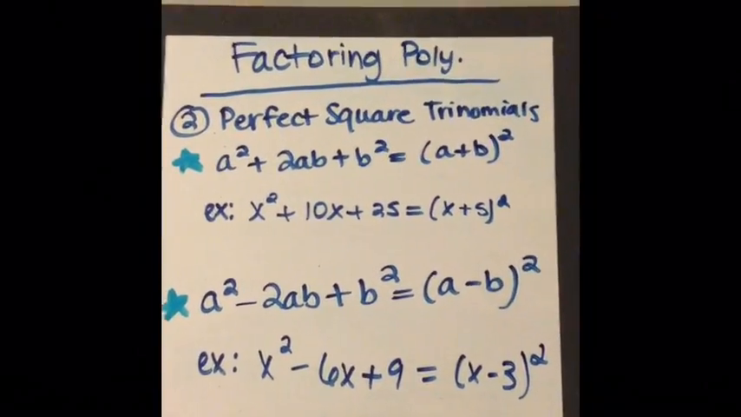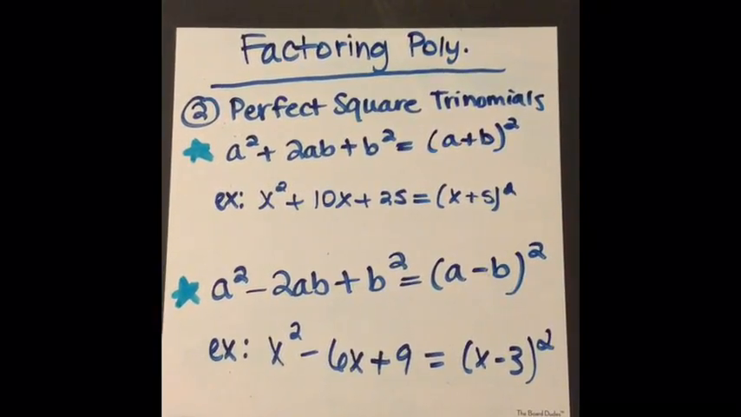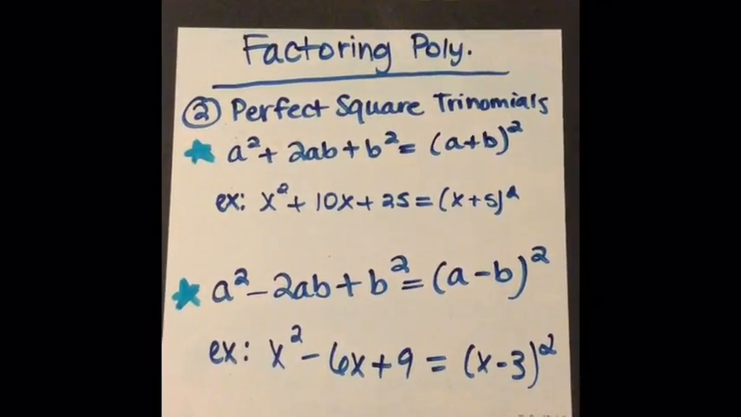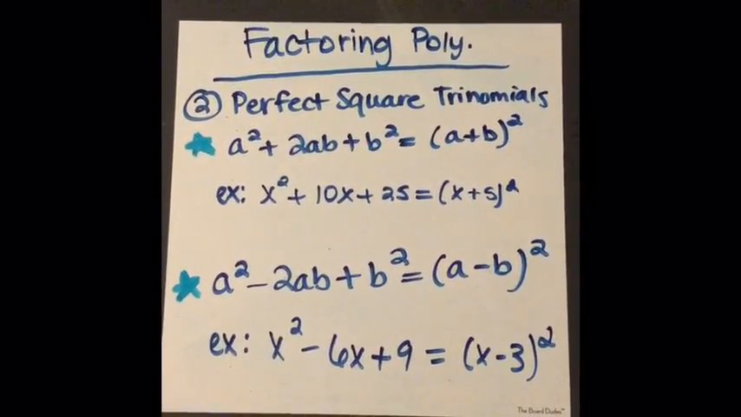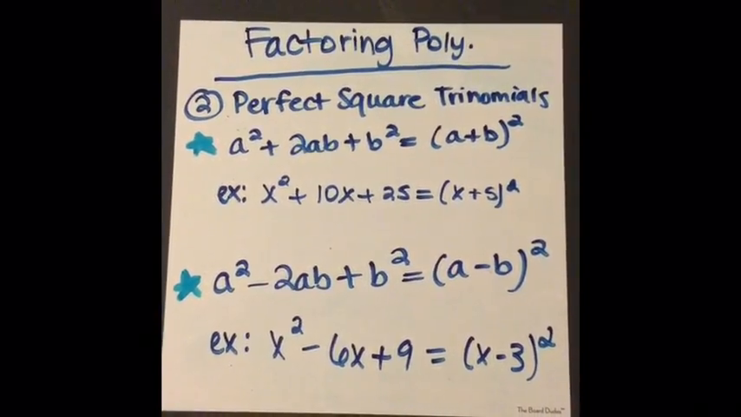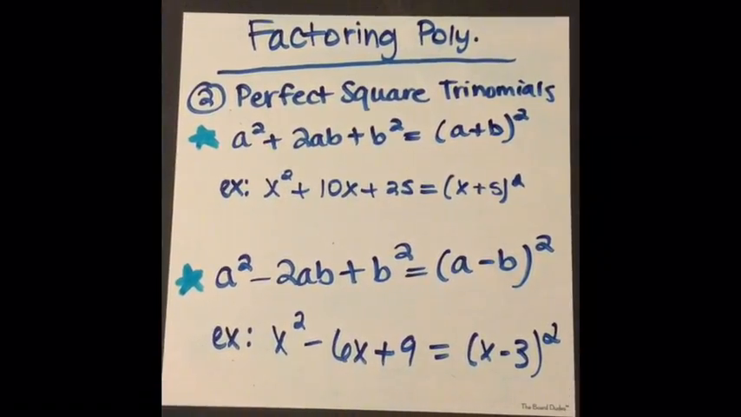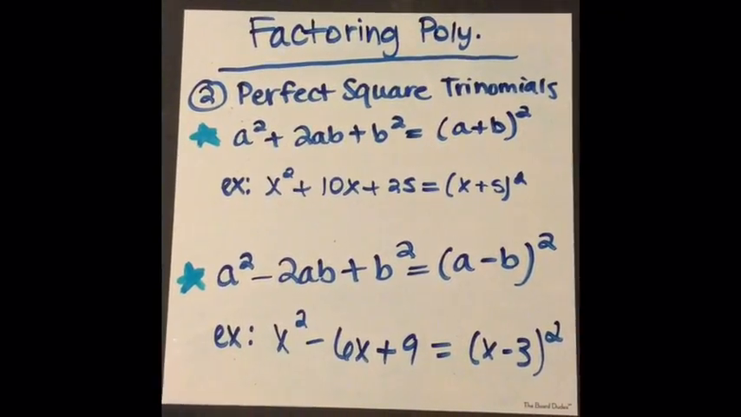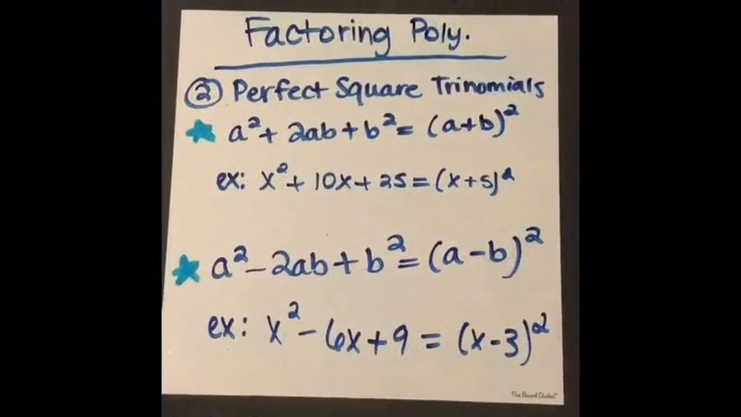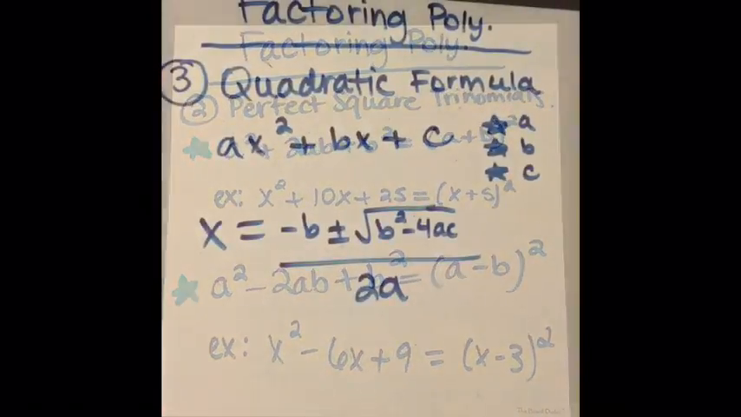Another way to factor polynomials is to use the perfect squared trinomials way. When you have a squared plus 2ab plus b squared, it equals a plus b squared. For example, x squared plus 10x plus 25 is equal to x plus 5 squared. You also have a squared minus 2ab plus b squared equals a minus b squared. For example, x squared minus 6x plus 9 is equal to x minus 3 squared.